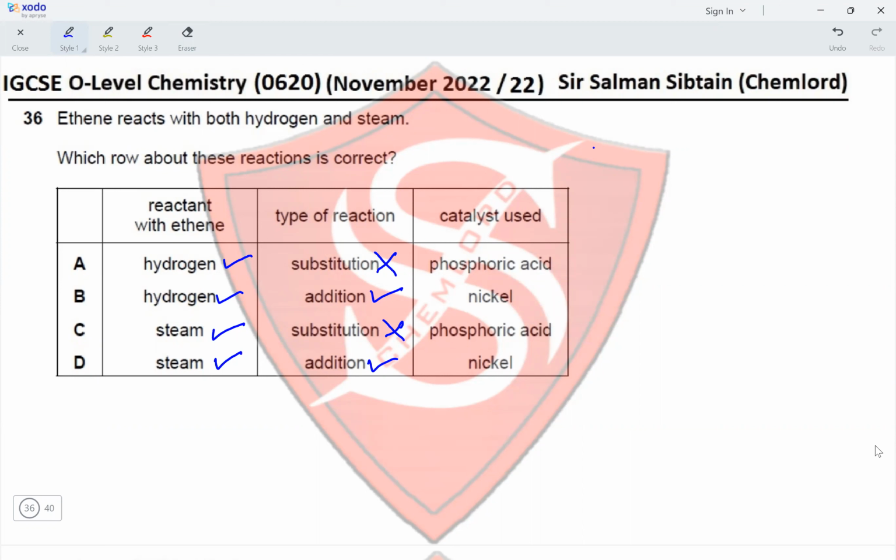The catalyst for hydrogen addition is nickel, which is true. And for steam, it would be H3PO4. Sorry for the mix up before. This is how this question is supposed to be handled. So now we've got option B having hydrogen being added onto ethene in the presence of a nickel catalyst to produce ethane being correct. Therefore, option B is the correct option for this question. If the steam reaction would have been correct, it would be steam adding onto ethene producing ethanol, and the catalyst used would be H3PO4 or phosphoric acid.